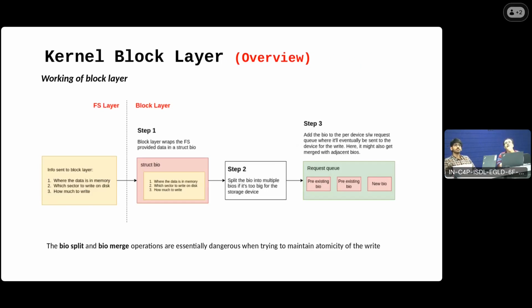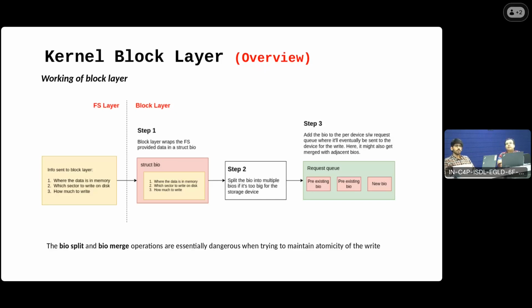So let's talk about the current working of the block layer, right? The file system will submit a struct bio as a unit, which the block layer accepts from the FS layer, and it works on the struct bio. What struct bio eventually has is where your data is sitting in memory in DRAM, at what sector of the disk you want to do this write, and what the length of your write is. At a very high abstract level, that is what your struct bio contains, and that's what is passed to the block layer.